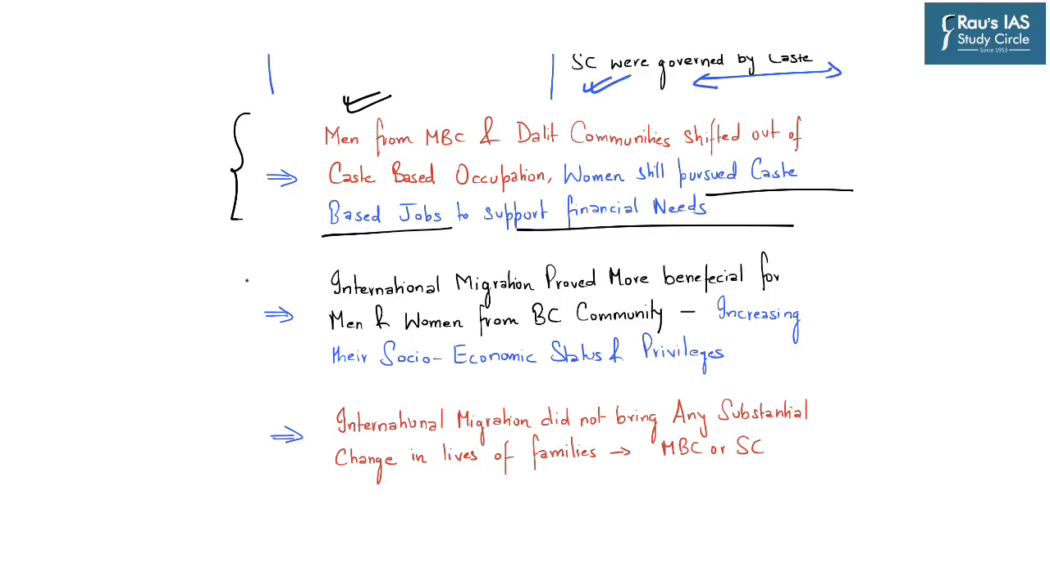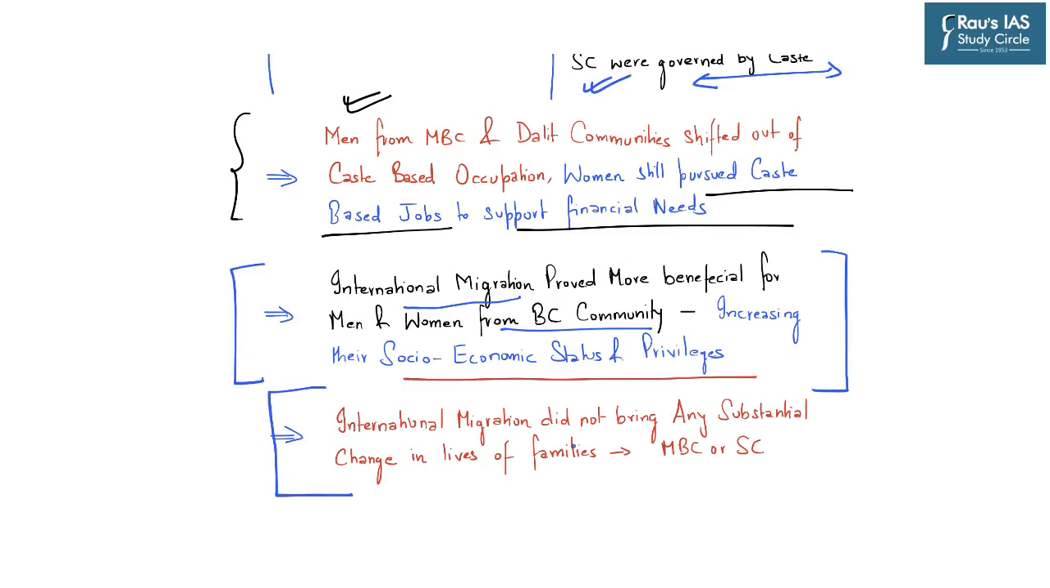Another point highlighted is that international migration proved more beneficial for men and women from the backward caste community, that is for the Kallars, and this also increased their socio-economic well-being and status and also privileges. However, international migration did not prove so beneficial for men belonging to scheduled caste or most backward class, as remittances sent back by these men were not enough to meet household expenses. And because of this, the wives also worked.